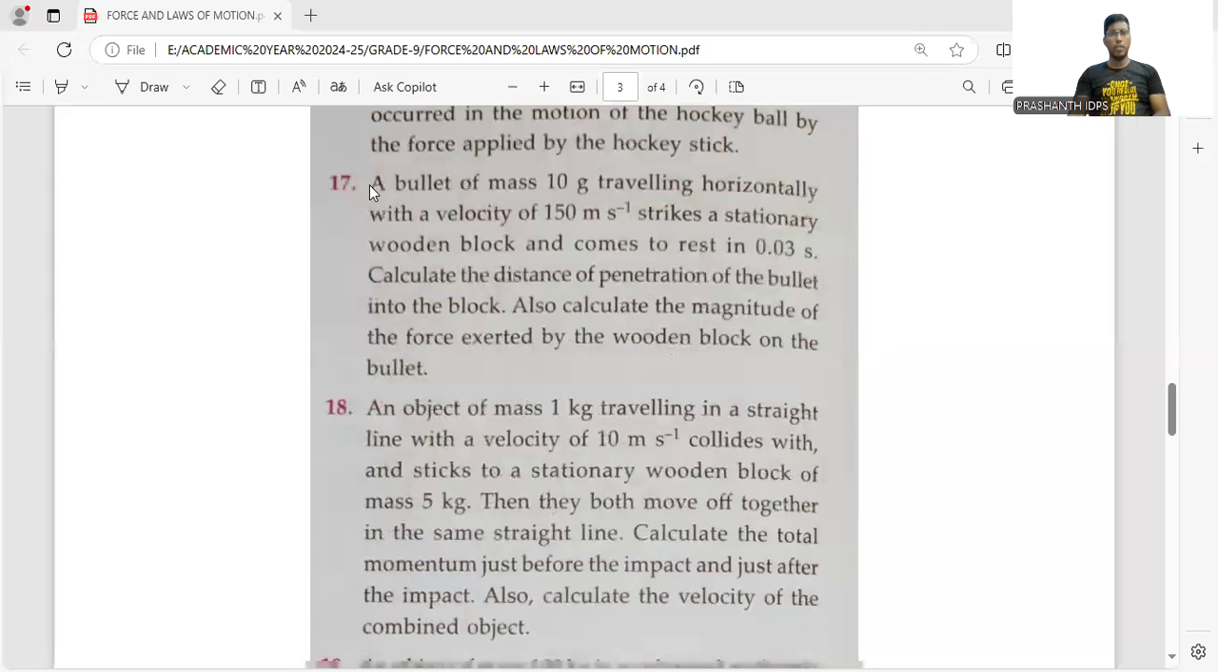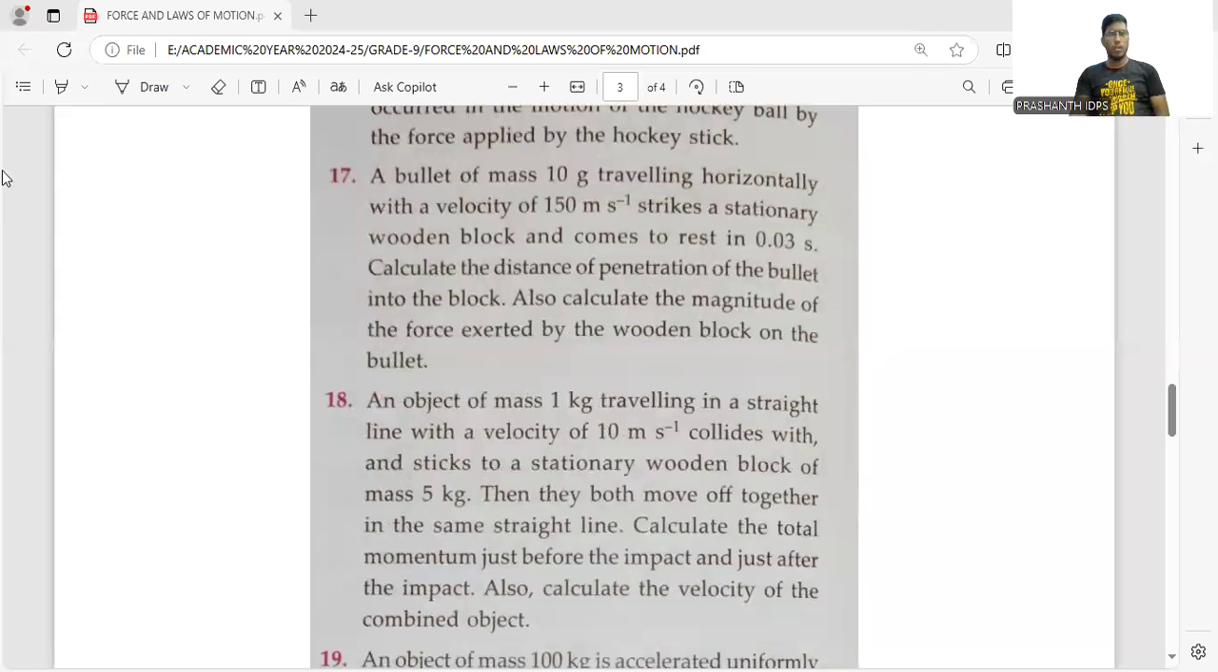A bullet of mass 10 grams. Again, here also you observe the units are different. A bullet of mass 10 gram traveling horizontally with a velocity of 150 meter per second strikes a stationary wooden block and comes to rest in 0.03 seconds. Let us consider this a wooden block, and let us consider this as a gun.